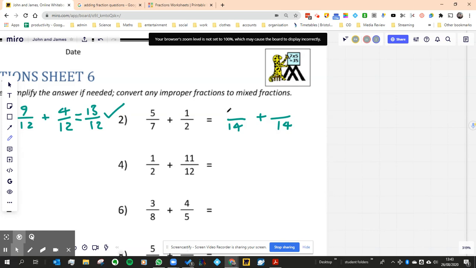So 5 over 7 is the same as 10 over 14 because I multiplied the 7 by 2 to get 14, so I'm going to multiply the 5 by 2. And 1/2 would be the same as 7 over 14. Okay? So basically 5/7 is 10 over 14. 1/2 is the same as 7 over 14. Now we have the same denominator. We can add them together. So it's 17 over 14. Like that.